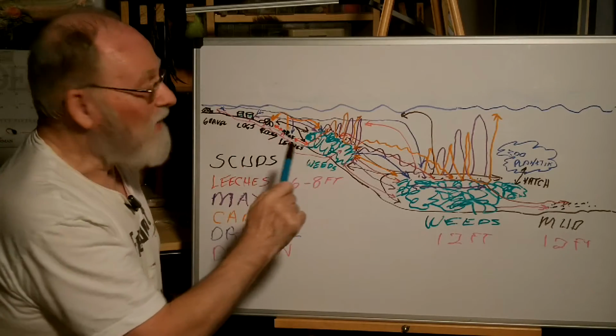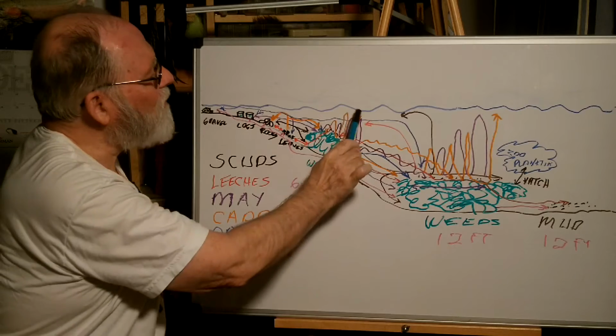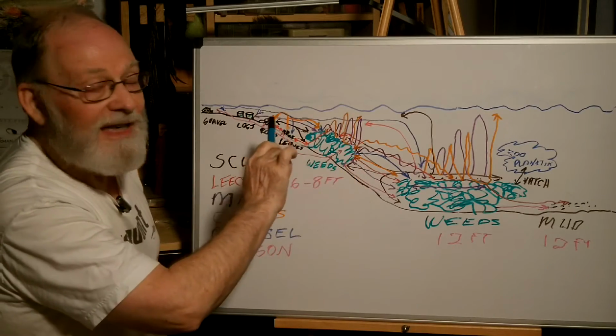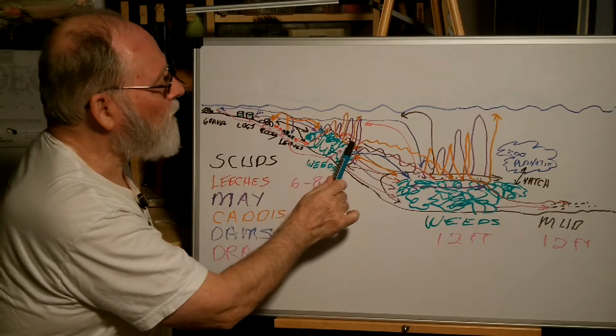The fish take advantage of this because they'll feed on the emergers until they get to a certain point, and then for some reason they'll go down and feed on leeches. And they'll continue this pattern until the hatch is over.